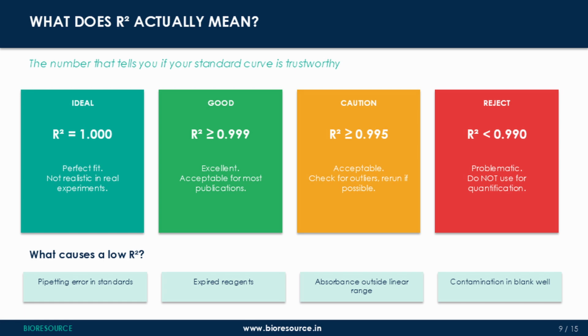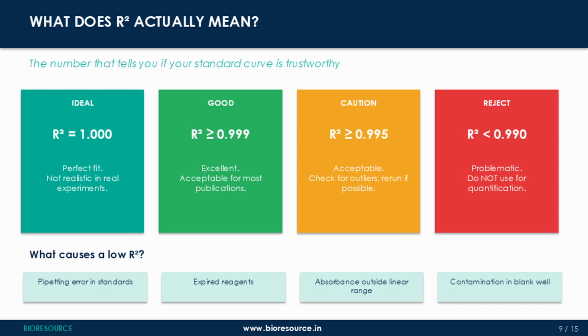1. Pipetting error in your standards. Even 5% pipetting error at low concentration can pull your curve off significantly. Use calibrated pipettes and good technique. Another is expired reagents. Old Bradford reagent, degraded BSA standards. Always check your expiry dates before setting up your reaction.